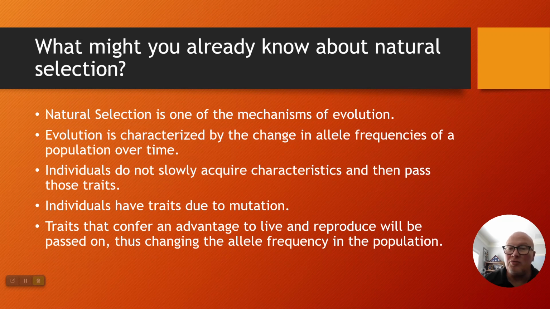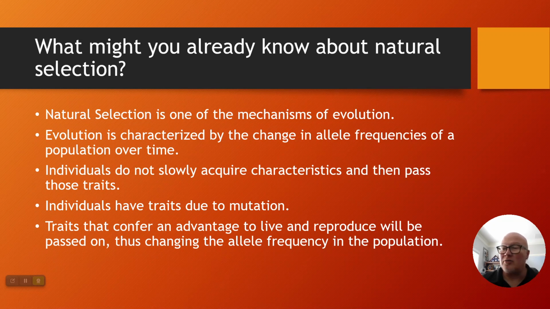Individuals do not acquire characteristics and then pass on those traits. So if I'm part of a population, I can't acquire some characteristic and then pass on that trait. For instance, I have tattoos. When I have offspring, those offspring are not going to be born with tattoos. So you don't pass on an acquired trait. That's not the way evolution works.